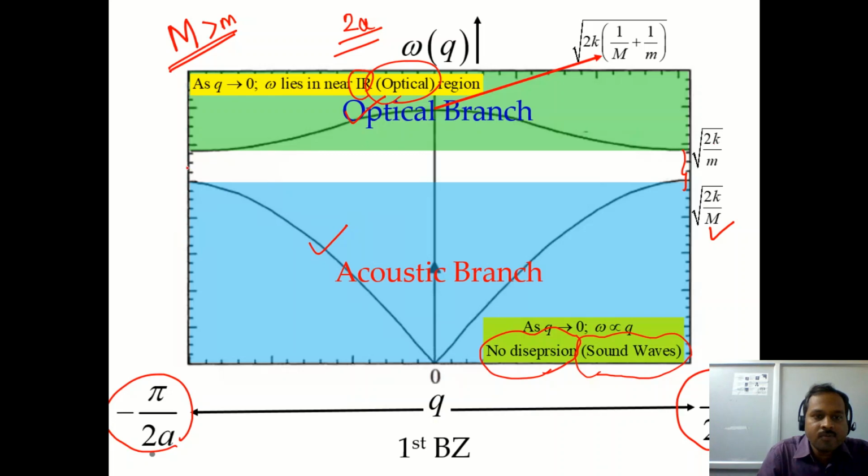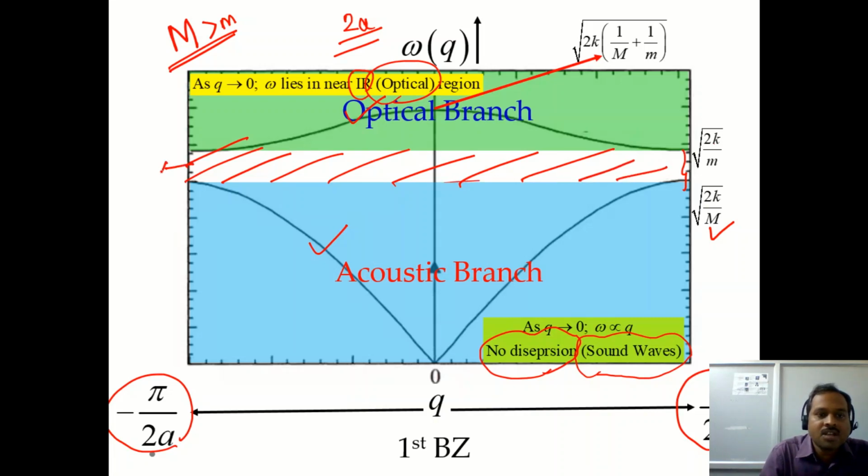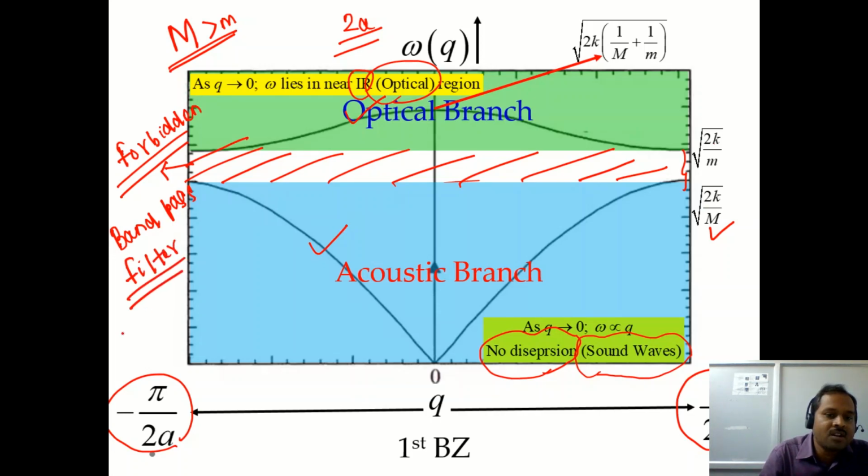And here we can see there is a certain region at which no frequencies are allowed. So this is just like the forbidden region in a band picture, and because of the existence of this kind of forbidden region, this diatomic linear chain can be used as a band pass filter, because the frequencies in this band are not allowed. So this can be used as a band pass mechanical filter.